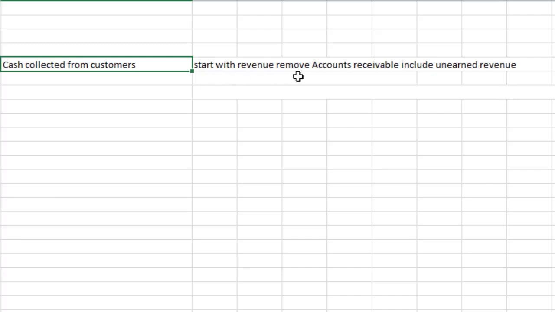So we'll start with the revenue, but then we'll remove any receivables. Why? Because receivables mean people owe us. They haven't paid us, so we haven't received that cash. But we do want to include any unearned revenue. So we want to add that, because unearned revenue means that someone paid us cash, but we haven't done the work yet. So that's how we'll calculate the cash collected from the customer. I need you to do those calculations and show me how you did them.